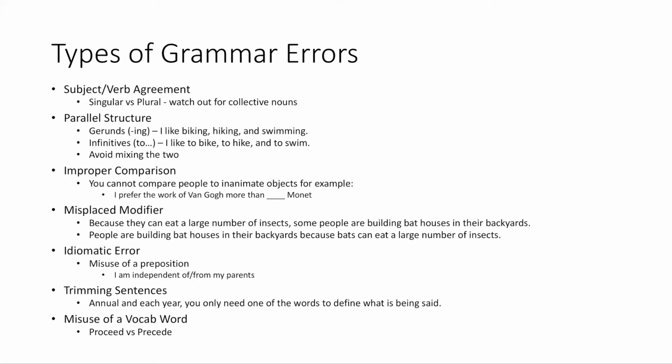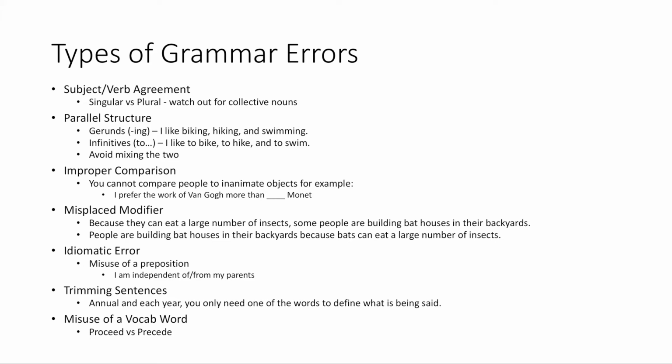Improper comparison is another type of structure, parallel structure entity. You cannot compare people to inanimate objects. For example, I prefer the work of Van Gogh more than Monet. So if I said the sentence the way that it is right now, I'm comparing the work or the inanimate object that was made by Van Gogh to the guy Monet. So we need to fix this. So I prefer the work of Van Gogh more than that of Monet, that being the placeholder for the work.